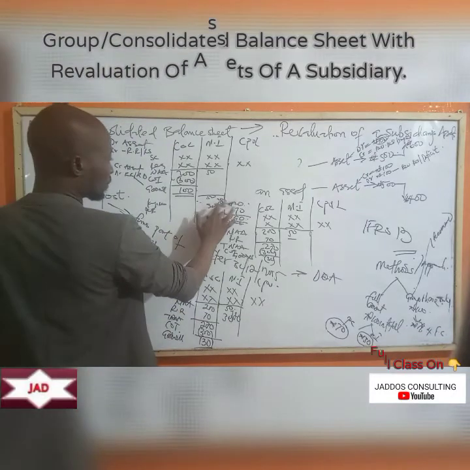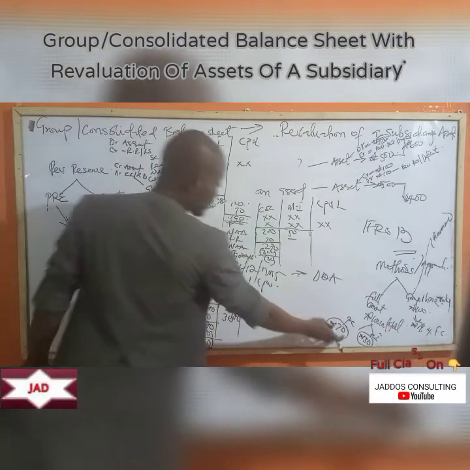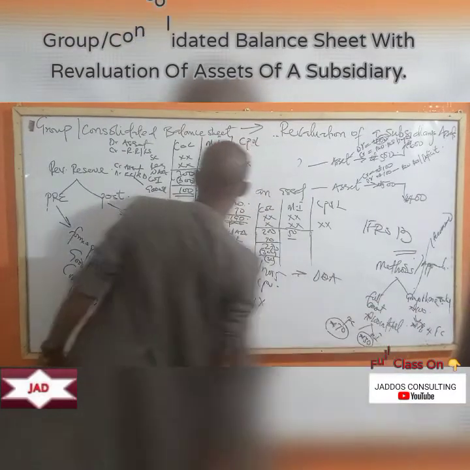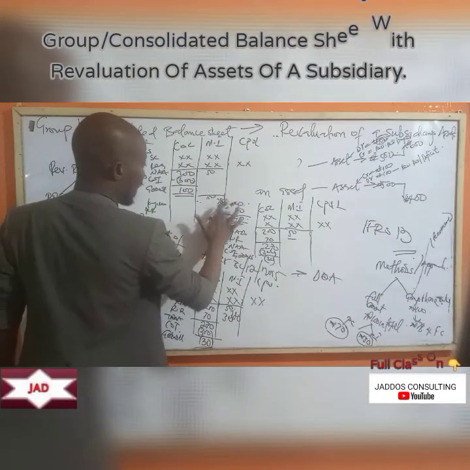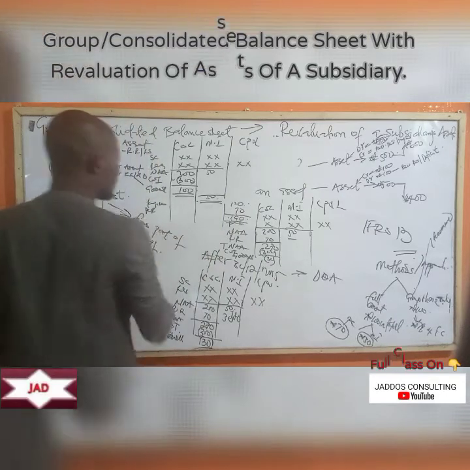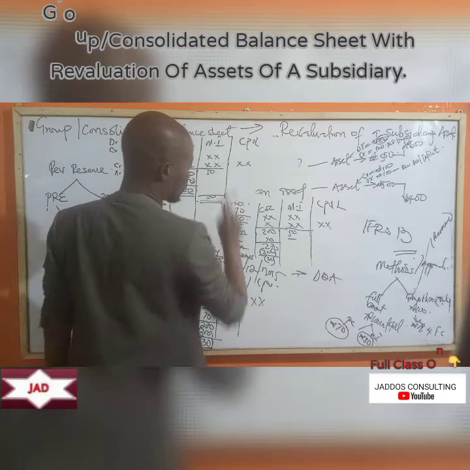Okay? That's if you are using this. But if you are using this approach, there will be no 30 here. This one will remain 50. This 70 will come here, which is 190.